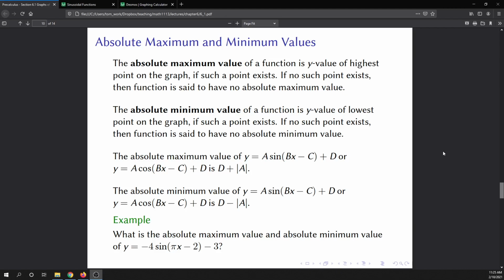There's plenty of graphs that don't have a highest point, right? And so in that case, we just say that the function has no absolute maximum value. And pretty much the same in the other direction for the absolute minimum value. It's the y value of the lowest point on the graph if such a point exists. Okay, and if no such point exists, we say that the function has no absolute minimum value.